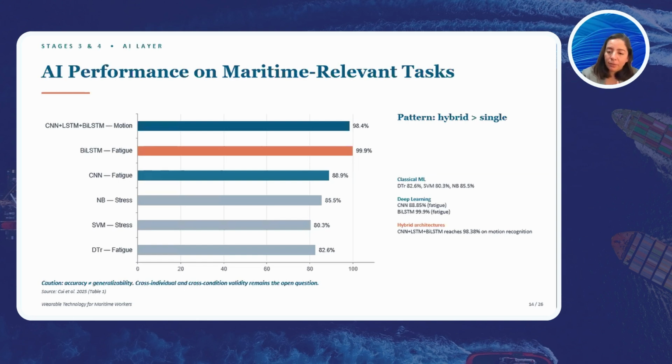And also, we need to take into account that accuracy is not the same as generalization. An accuracy of 99% on a data set of 40 subjects in a lab tells you very little about how the model will perform across individuals, across conditions, across variation in the real world. So the open methodological question for this slide would be: can we hit 99%? Can we maintain 85% across populations and environments? That is the harder part of these algorithms and how to approach them.